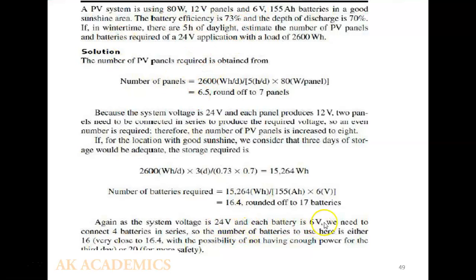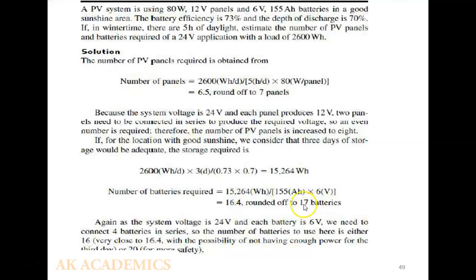24 divided by 6 will give us 4. So that means if we connect 4 batteries in series, we'll be able to get the 24 volts that we need. So when you look at the 17 batteries we have, can we connect 4 batteries in series and make up these 17 batteries? 17 divided by 4 will give us 4 point something.